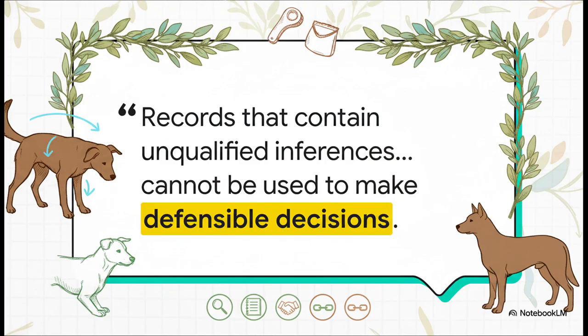And here's why that is so important. Your notes have to be a defensible record. A supervisor or a vet can't do anything with "he was sad," but they can absolutely work with lowered head, tucked tail. Objective records are what allow for professional review and collaboration. They create a clear chain of evidence for your final recommendation.